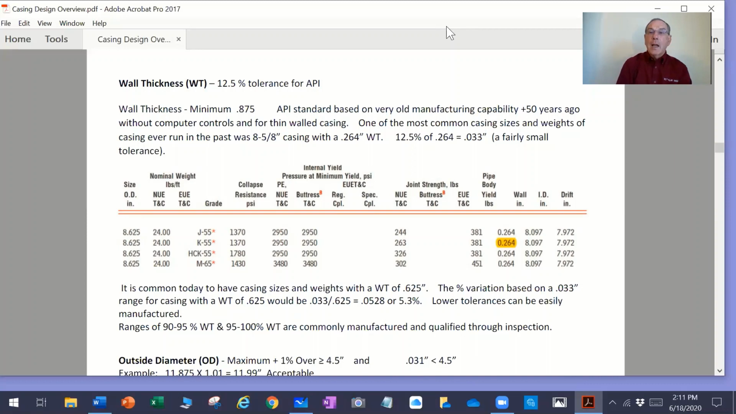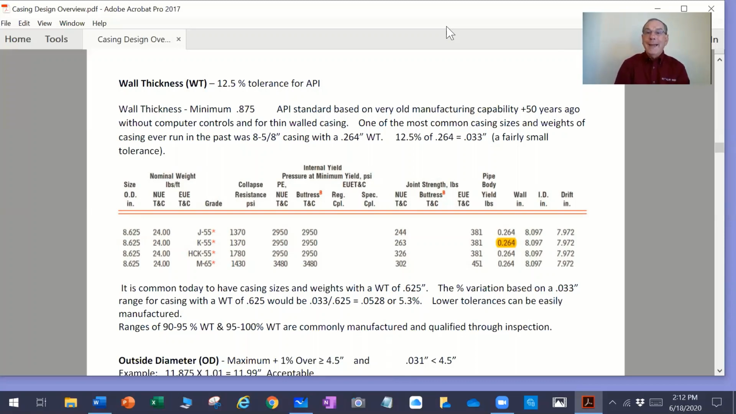The API tolerance for wall thickness is actually 12.5%, which means that if something was supposed to be 1 inch thick, it actually could be 0.875 inches thick, and it would pass API. Now, this minimum wall thickness of 0.875 is based on a very old manufacturing capability of greater than 50 years ago. And that was obviously before computer controls, and it was also for thin-walled casing.